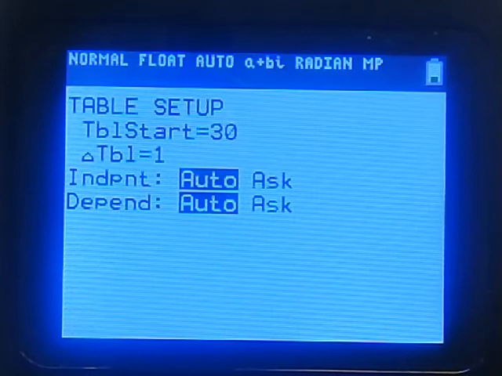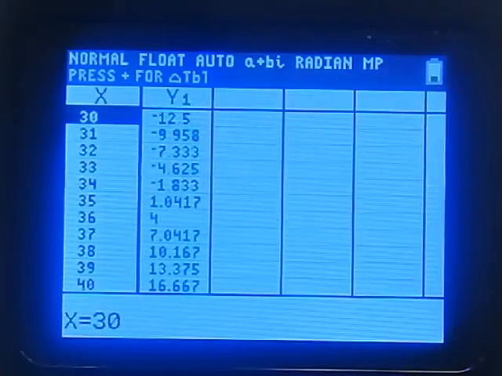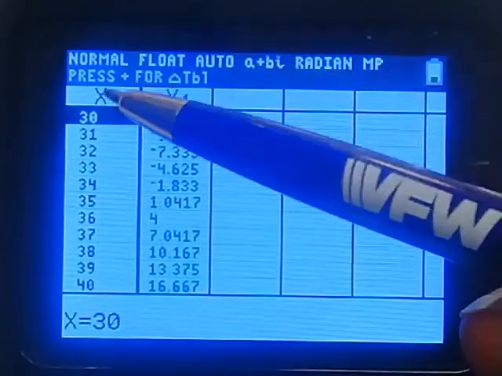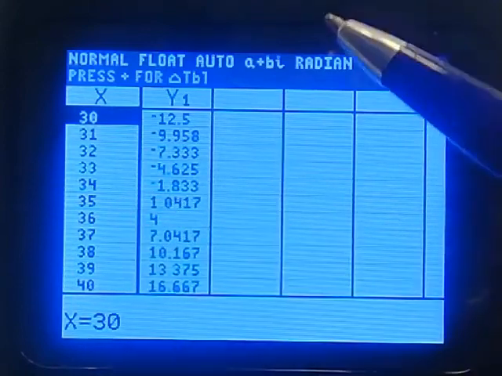Okay, still go by 1s. And we're going to go ahead and look at the table now. You'll notice that my table is starting at 30. Starting at 30 right here, and it's going forward from there.